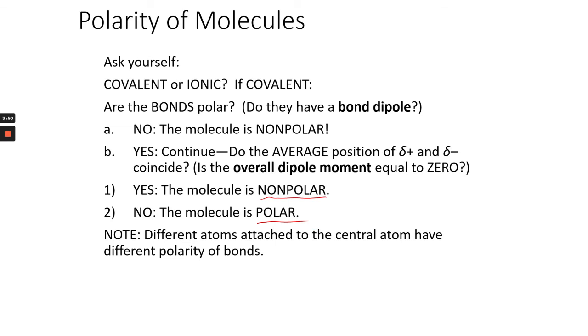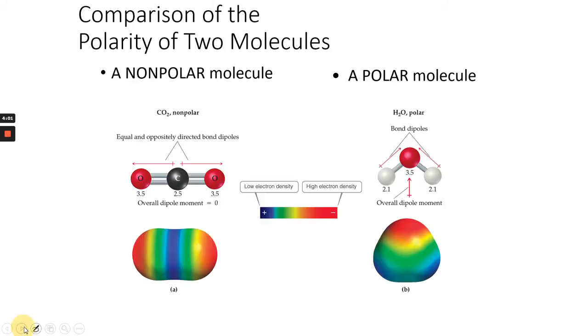If you have a center atom and you have different atoms attached to it, most likely it will be polar, because each of those atoms has a different bond polarity. So let's compare two molecules. Here we have carbon dioxide, which I already said is nonpolar because the dipoles are canceling each other out. Here you have water. The dipoles do not cancel each other out. You end up with the overall dipole moment facing upward like this. So this is polar.